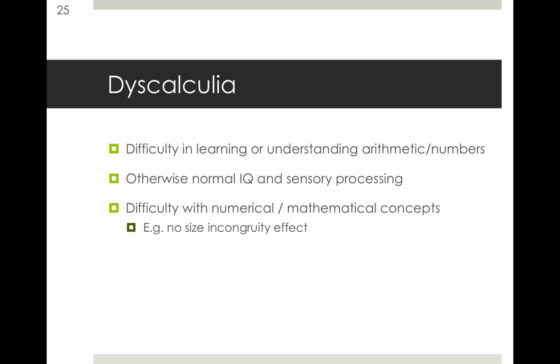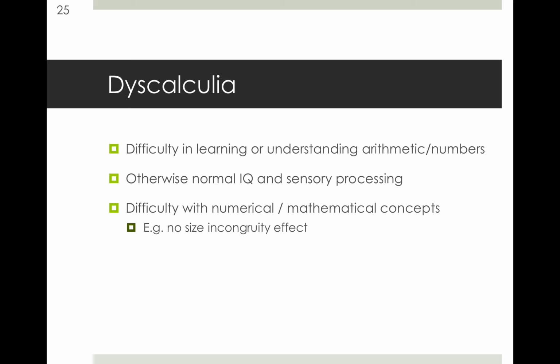So people with dyscalculia actually don't show the size incongruity effect. Right? So the 3 versus 8, they don't have that reaction time difference in response to incongruity between numerosity and height of numerical digits. And this is correlated with the fact that they also have difficulty learning numbers, learning math, learning how to do mathematical operations in their heads.